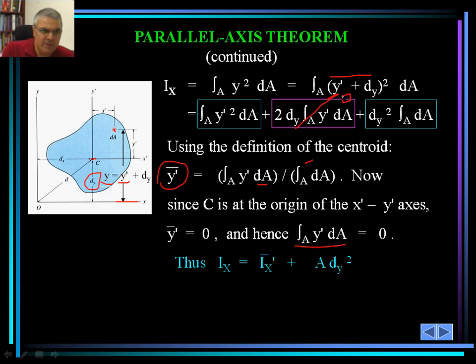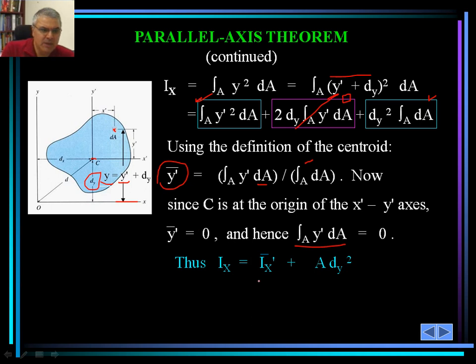So this is going to be 0. If your y prime bar is 0, then integration over the entire area of y prime dA, which is the differential element, would be 0. If that is 0, that means the purple term here in the purple box would be 0. So we end up with two terms, the first one and the last one. They're both shown in a blue-green color here.